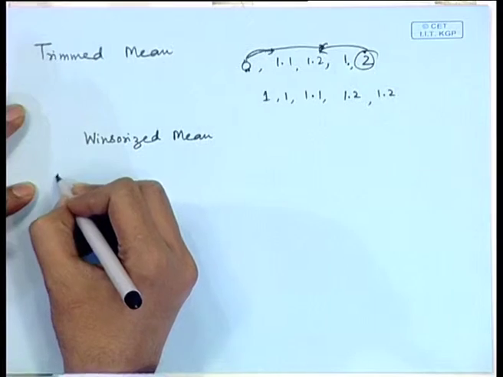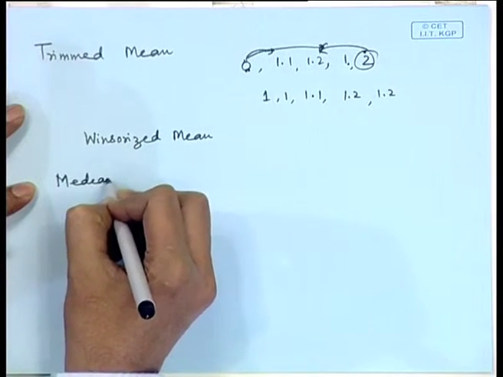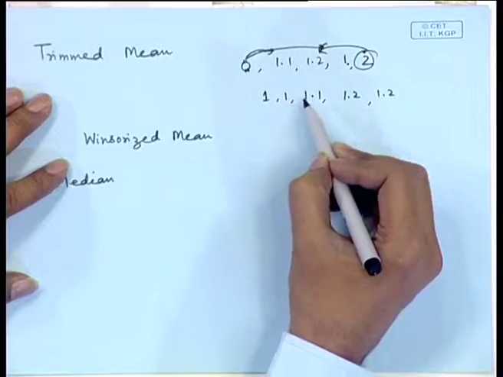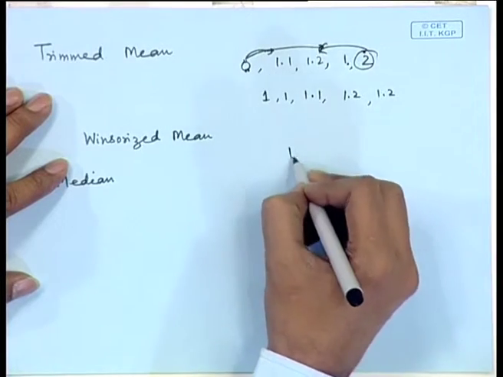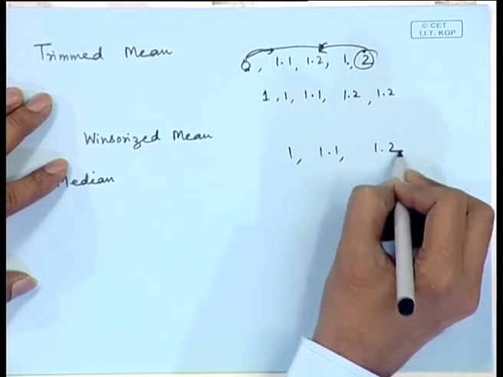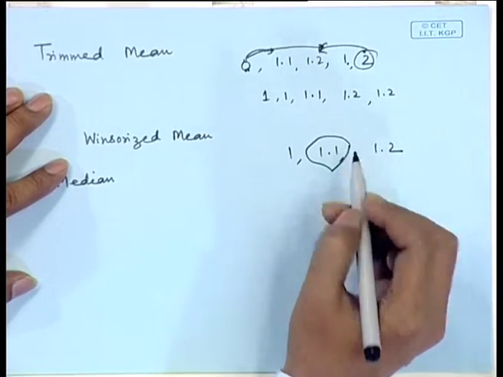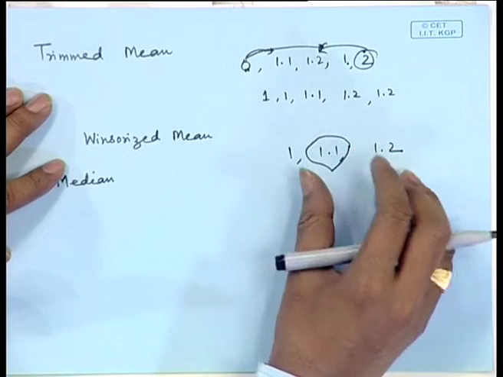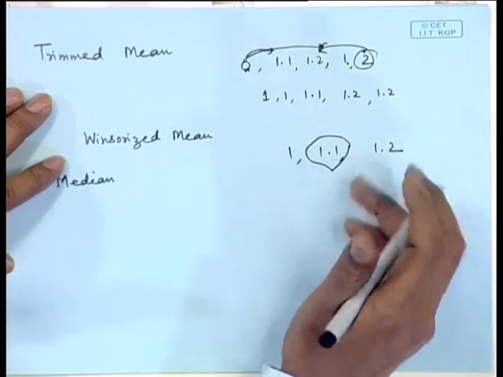Some other quite useful measures of location are the median. Now, median, by the name, means it is the middle value of the observations. For example, if I have written the sample as 1, 1.1 and 1.2, this is the middle value. Suppose I have an even number, then we take the average of the middle two values.